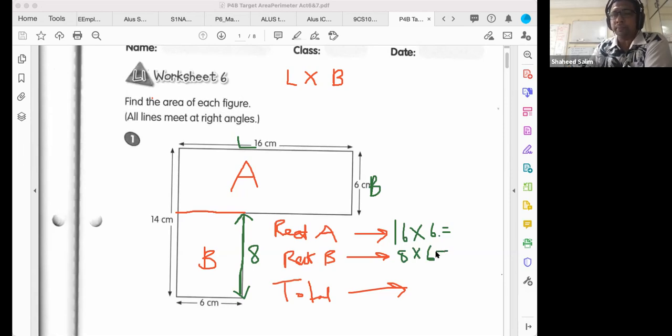Can you see that, Naomi? Mimi, can you see that? 16 times 6. Then the next one, 8 times 6. Then you add together, Mimi. Come on, can do it.